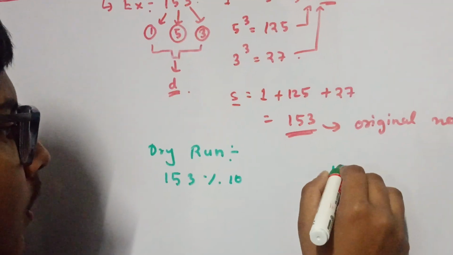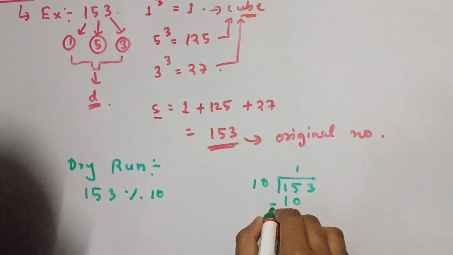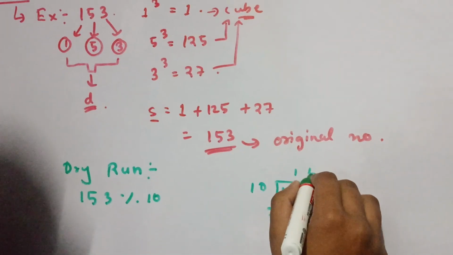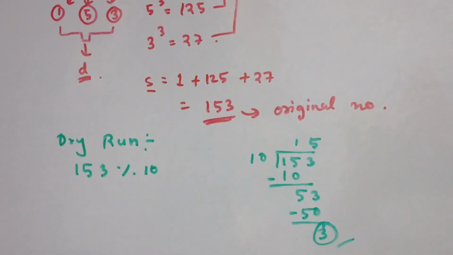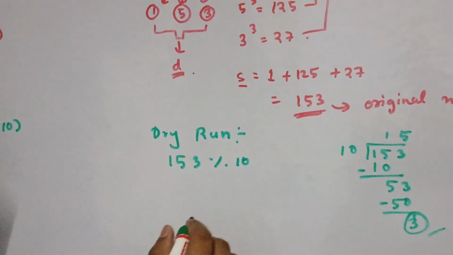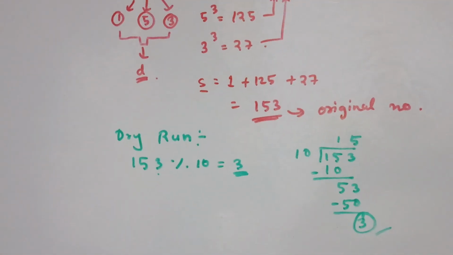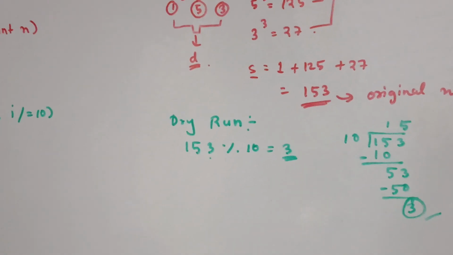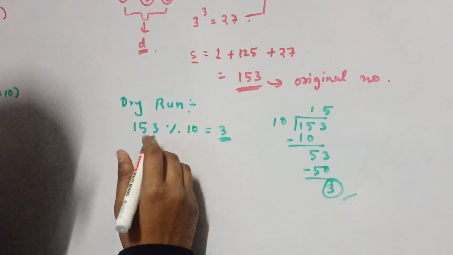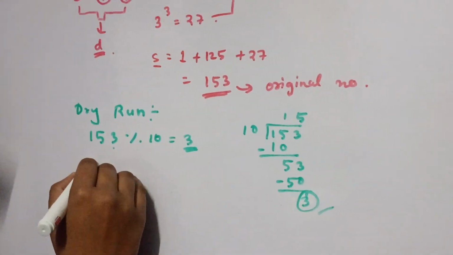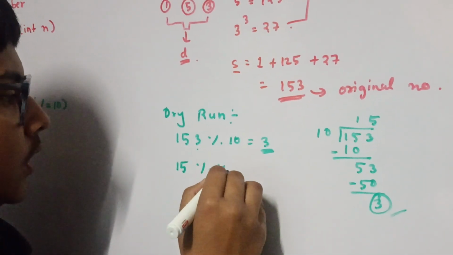What will you get? 153 mod 10 gives 3, which is the last digit of the number you have inputted. So in this way you have separated the last digit. Next, you keep aside the last digit and do the modulus division of the first two digits.